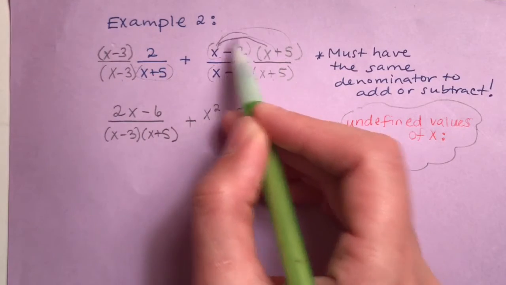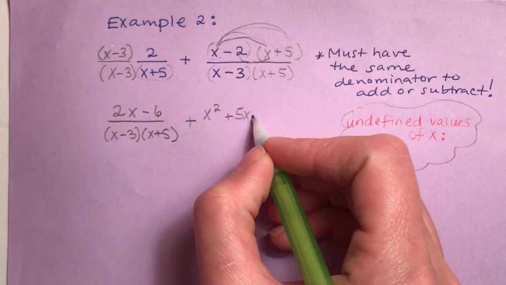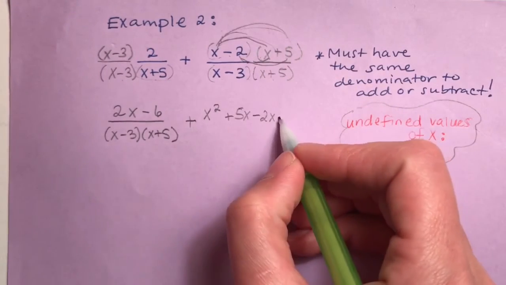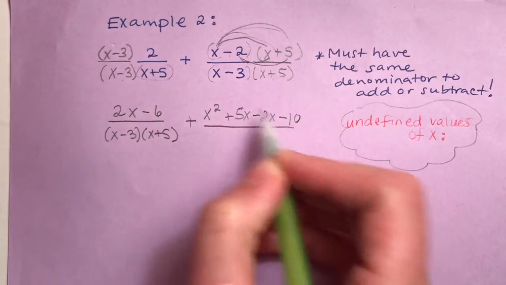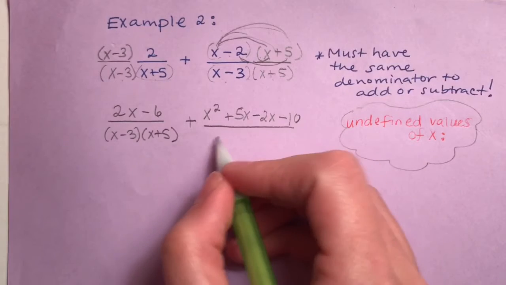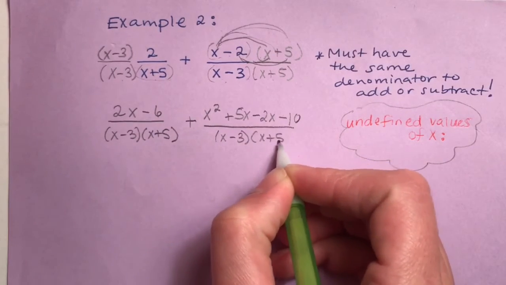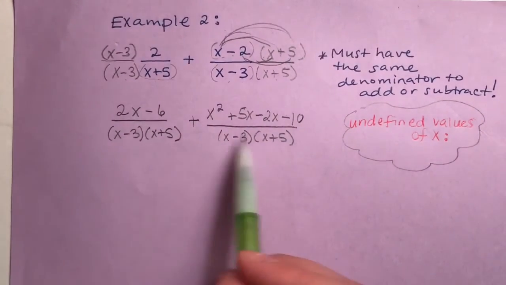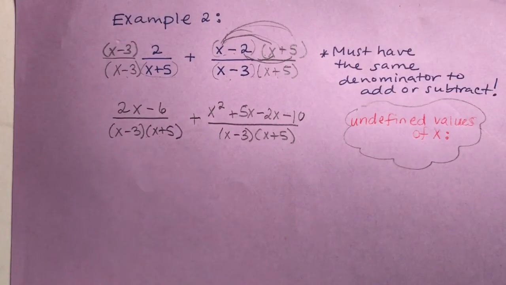So I did 1, 2. Now I'm going to go to the 2. So negative 2 times x would be minus 2x. And negative 2 times 5 would be minus 10. And then in the bottom, I have the same thing, x minus 3 and x plus 5. And now I've got 2 rational expressions with the same exact denominator. That means I can add them.